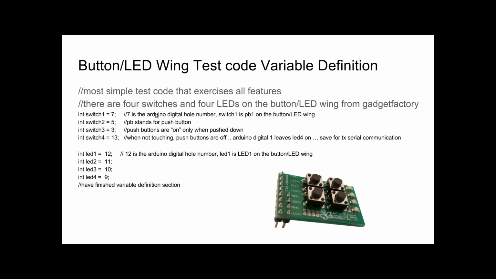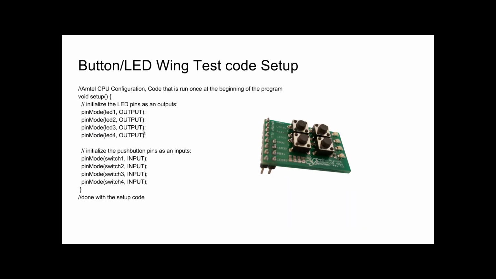So here's the sample test code. Actually, these next 3 slides are the sample test code. So here we define our variables. They're all integers. And you can see I've connected switch 4 to pin 13, not to pin 1. Here we can see the setup code. This is where we tell the CPU, the Atmel CPU on the Arduino, that LED 1 is an output. So we're telling that pin right here that's an output pin. Similarly, switch 1's pin is an input pin.